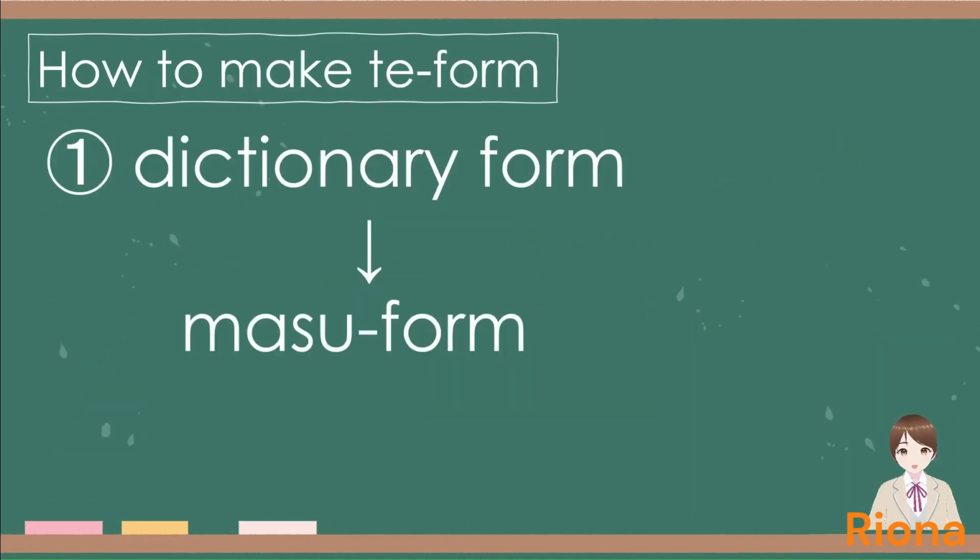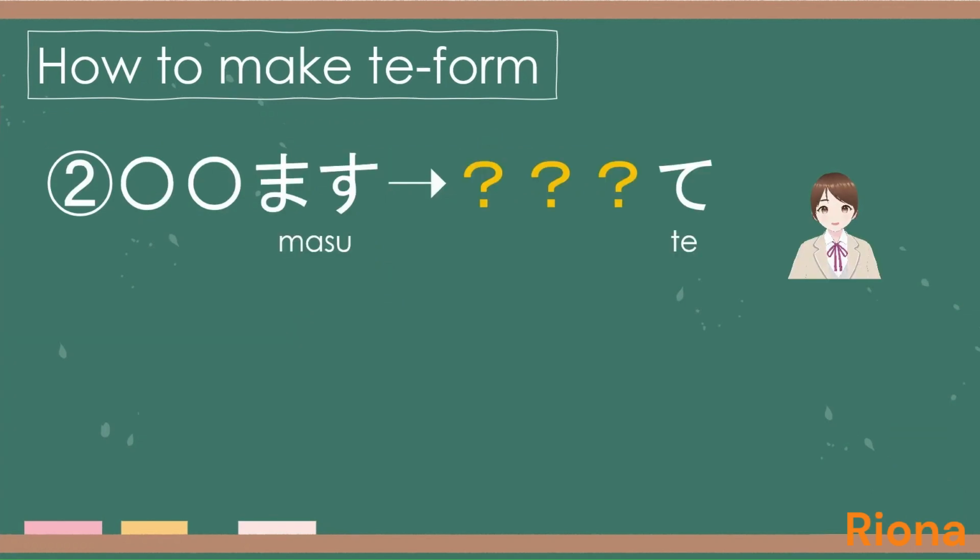First, let's change the dictionary form of the verb to mas form. If you'd like to know how to change the dictionary form of the verb to mas form, please watch this video. After completing the next step, we can create te form. The next step differs for each group of verbs. Now, I will explain them one by one.